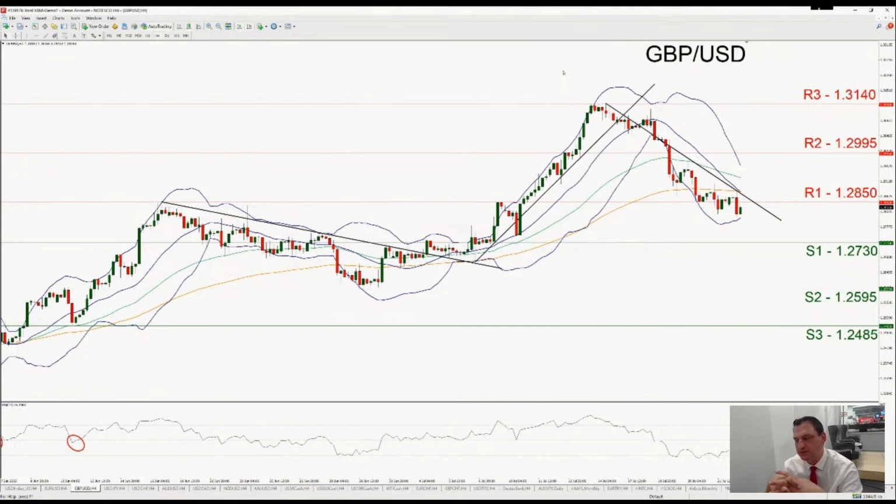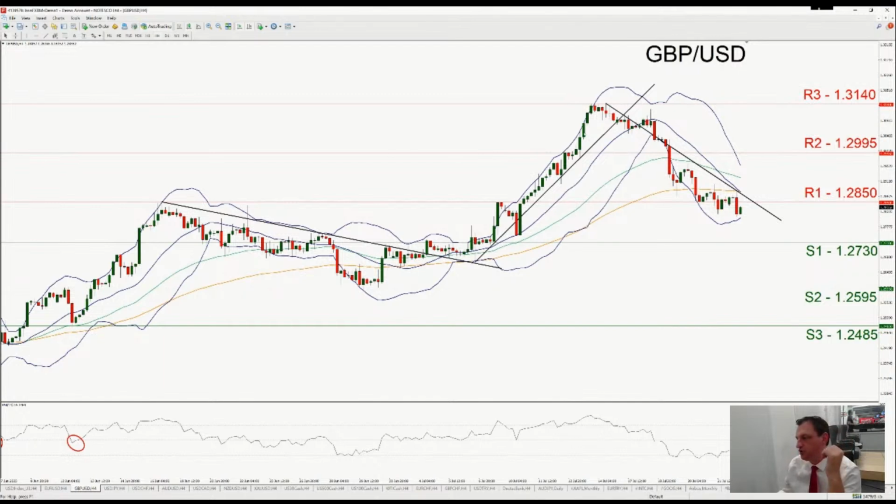The next question is, how far can it fall? Well, it seems that the 1.2730 was able to provide support, but also resistance. So that's one level which we would be keeping an eye out. That would be our first next target for the bears. Lower than that, and should the S1 be broken, we note the S2 1.2595, which was able to provide substantial support here. And even lower, we have the 1.2485, which provides support here.